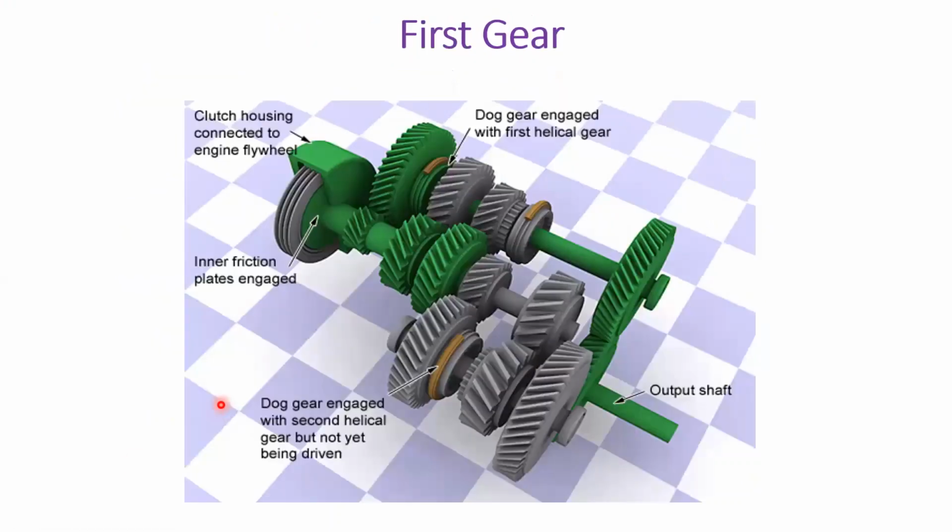Okay, so we have seen different types of gears, first gear, second gear, up to the 5-speed gearbox or 6-speed manual gearboxes. This is basically the arrangement of the gears. This is the arrangement of the first gear, how it looks. You have a clutch housing which is connected to the engine flywheel. You have the dog gear, which is going to get engaged with the second helical gear, but not yet being driven. And you have the output shaft, and a dog gear which is going to get engaged with respect to the first helical gear.